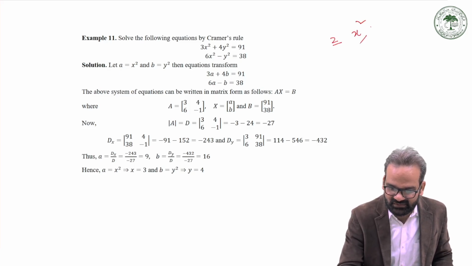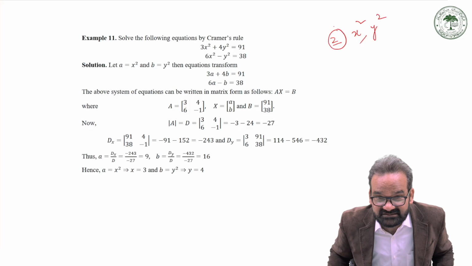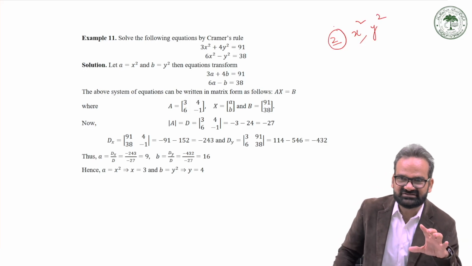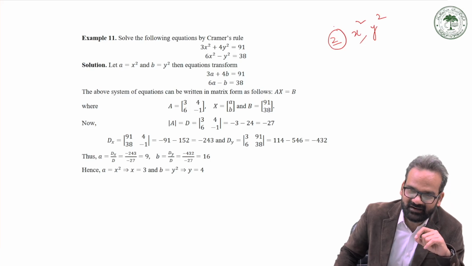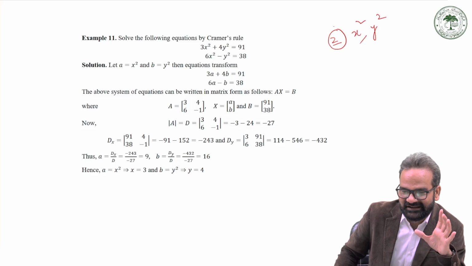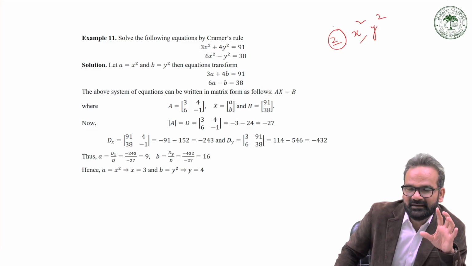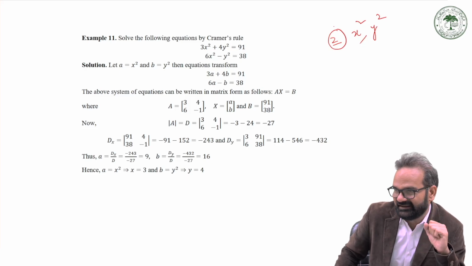x² = 2 and y is 2. So this is not a linear equation, because for a linear equation, the degree or the power of the variable should be 1. Clear? So this is a non-linear equation. So how can we find its solution using Cramer's rule? And you know, Cramer's rule is given only for finding the solutions of linear equations.